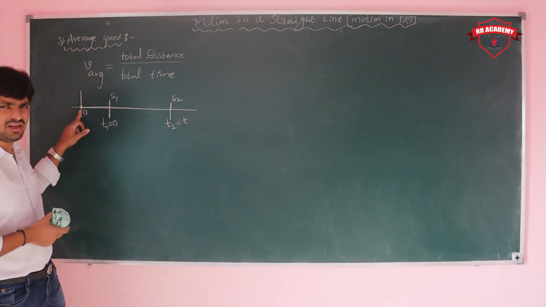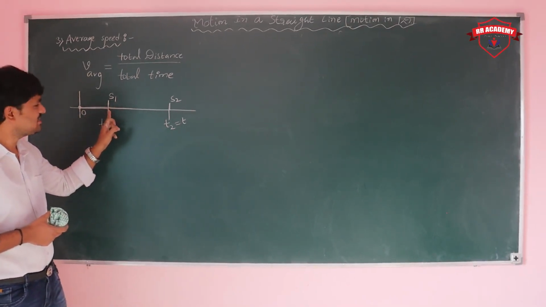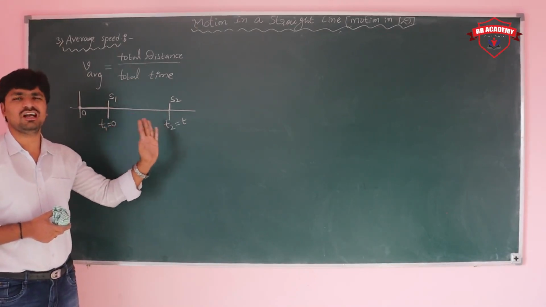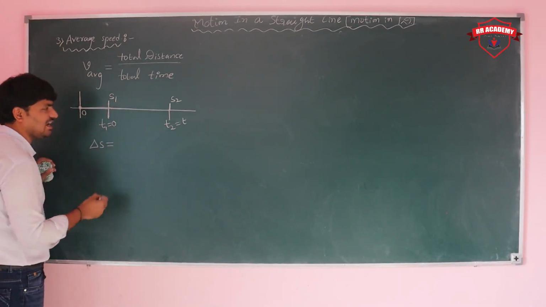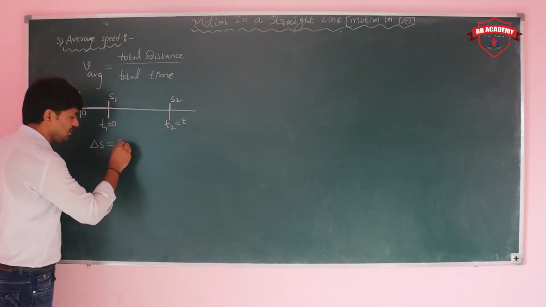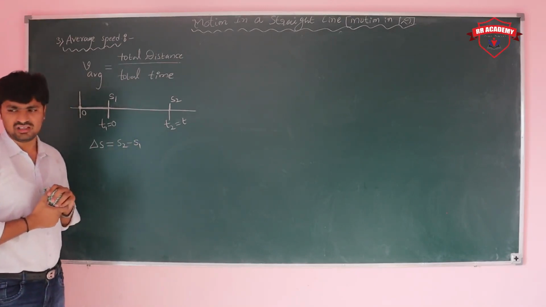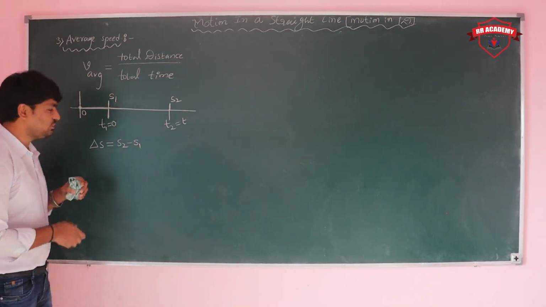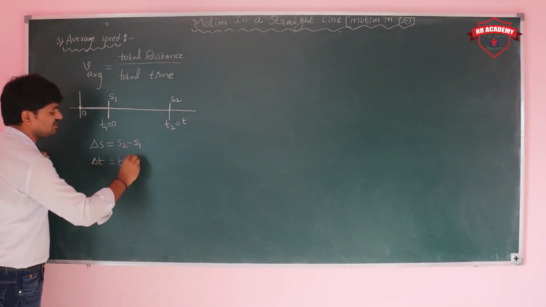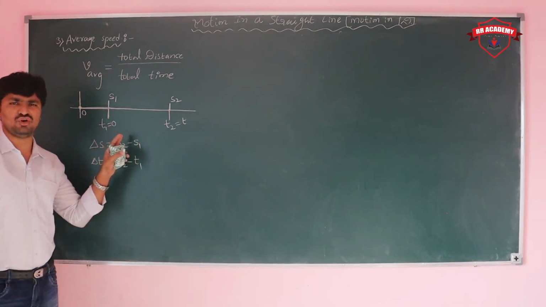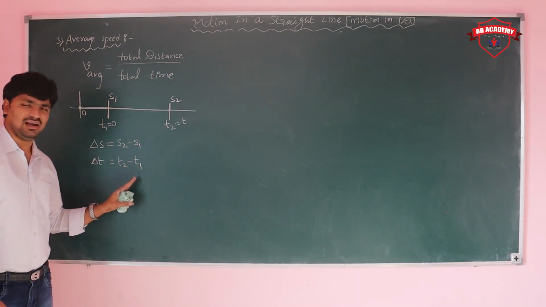Does it start from here? No. The particle starts from here, from S1 to S2, meaning total distance. We can represent delta S as simply S2 minus S1, and total time is generally T2 minus T1. If T1 is 0 or whatever, we have to write it like this only. You can also substitute the values, no problem.